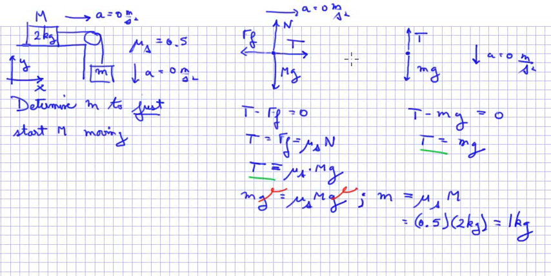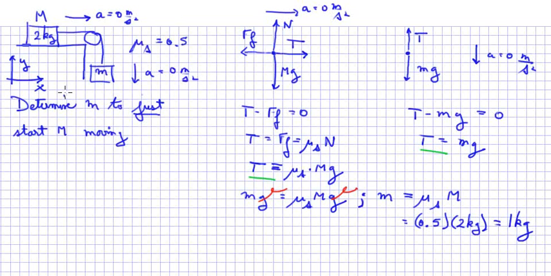Okay, so for this problem, similar to the last one we did without friction in terms of the configuration, we have a 2 kilogram mass on a surface. A string connects the 2 kilogram mass to a hanging mass of unknown mass, little m. And the situation now is we have static friction, which is 0.5.